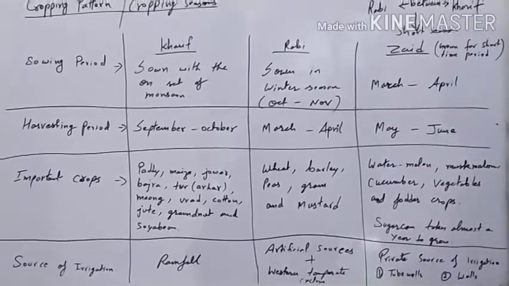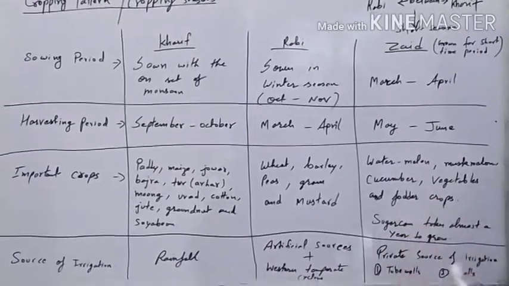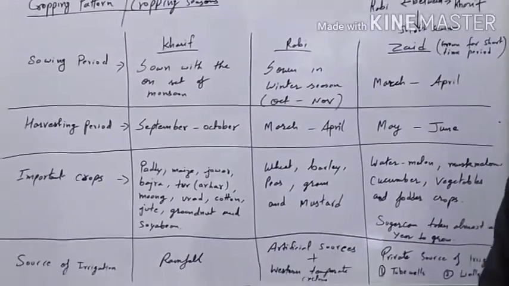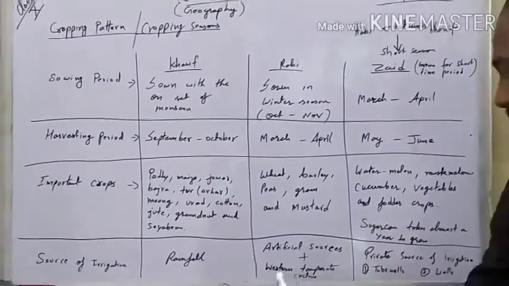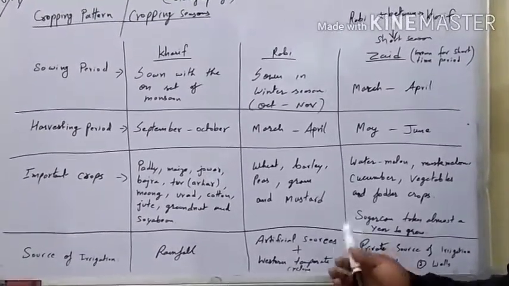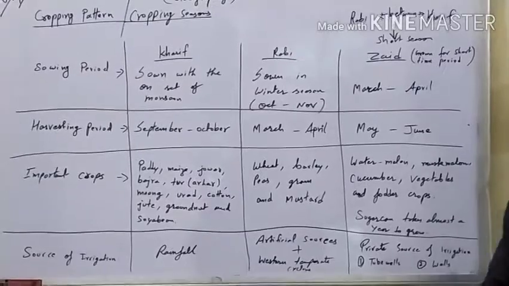Another reason why they mostly depend on water from the artificial sources is that there will be very little rainfall. Though there are western temperate cyclones which bring rain, that is not enough. Therefore, they have to depend upon the artificial sources of water.